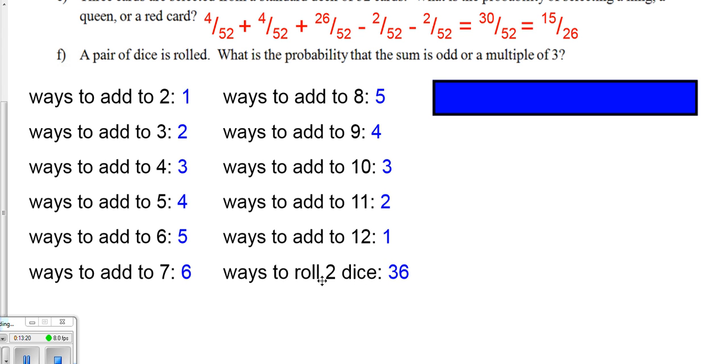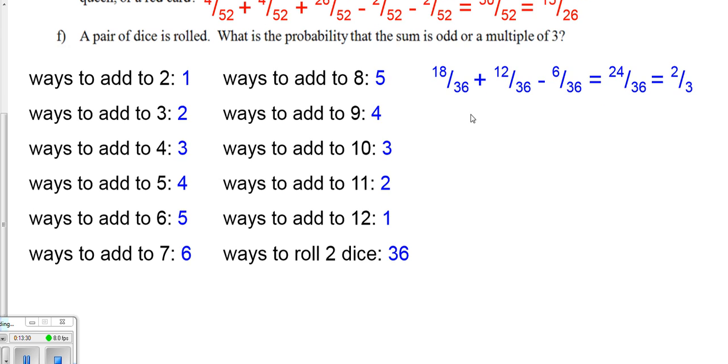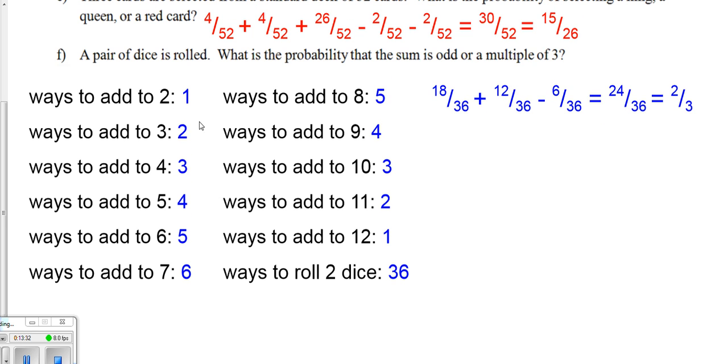At the end, I wrote that there are 36 possible ways to roll 2 dice. So if we want the probability that the sum is odd or a multiple of 3, well, probability that it's odd would be 3, 5, 7, 9, and 11. So we have to add those possible ways. 2 plus 4 is 6, plus 6 is 12, plus 4 is 16, plus 2 is 18. So odd numbers is 18 out of 36.